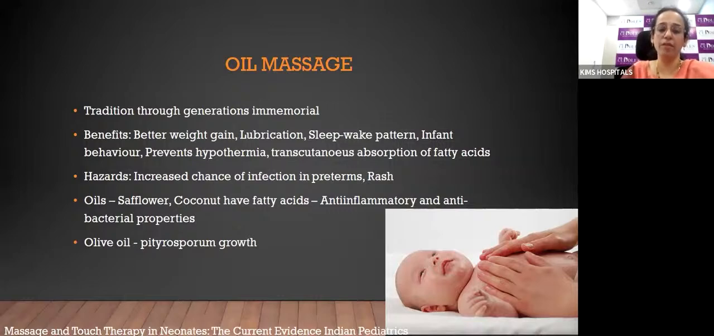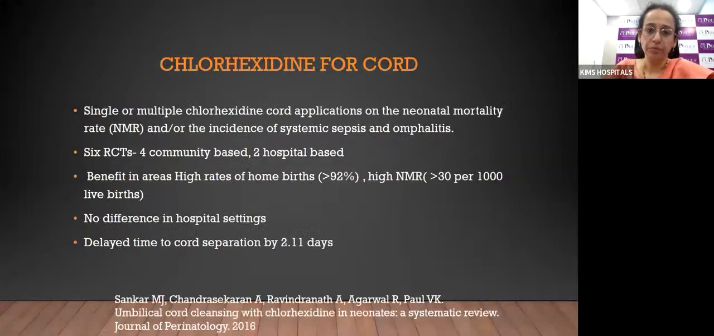The oils, safflower and coconut oils, have anti-inflammatory and antibacterial properties. Olive oil has been shown to increase the pityrosporum growth. Therefore, it should be avoided when we advise oil massage to the parents.